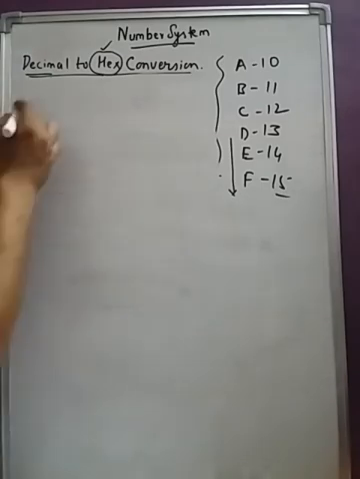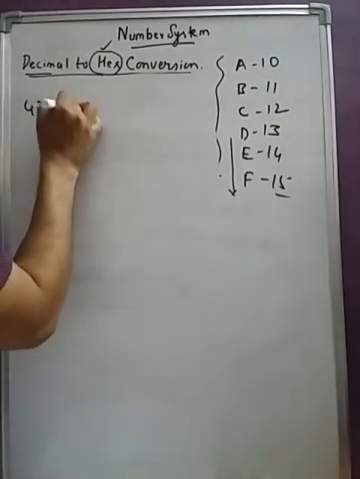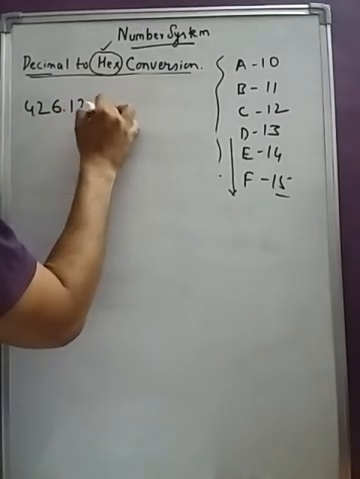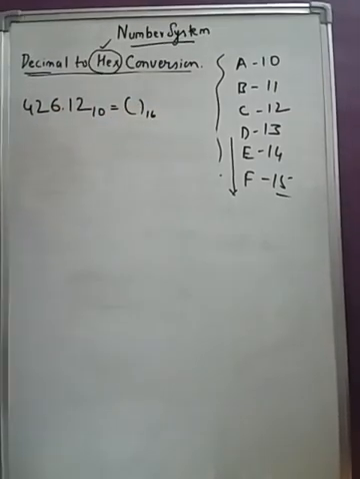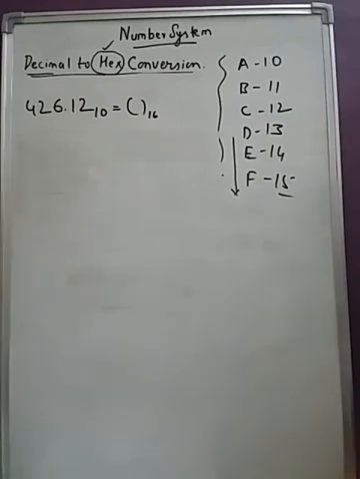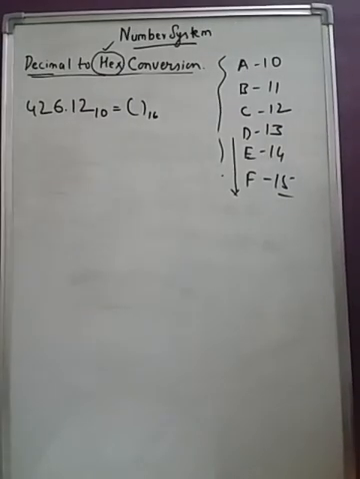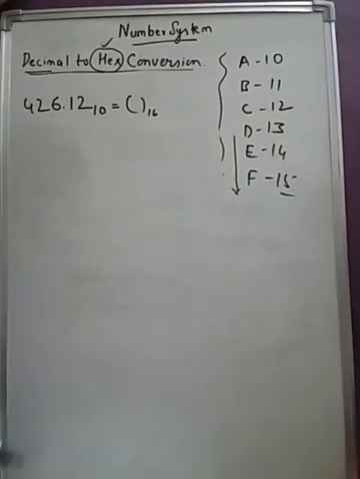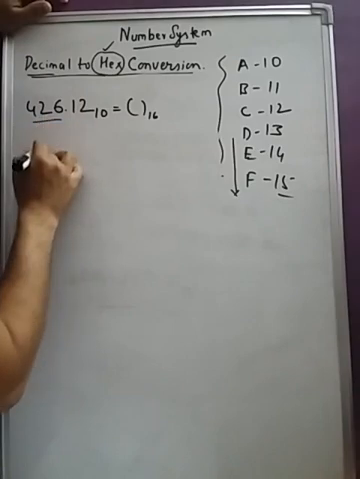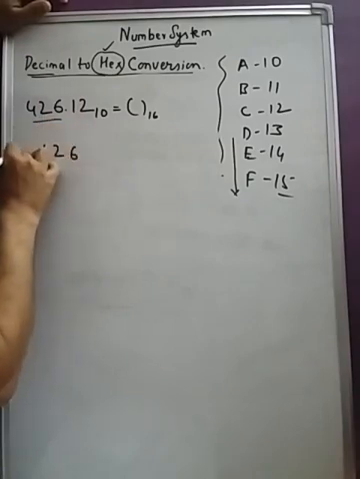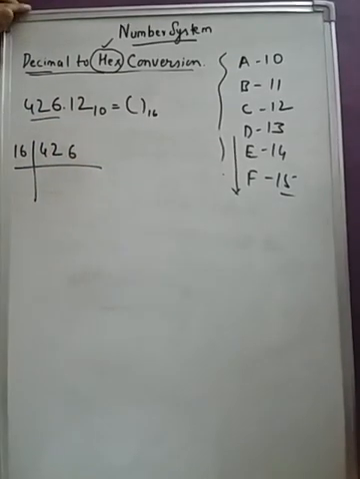The question is 426.12 base 10, and you have to convert it into the hexadecimal number system. How do we do it? The process I have already told you: you just have to divide the whole number part. 426 divided by 16.